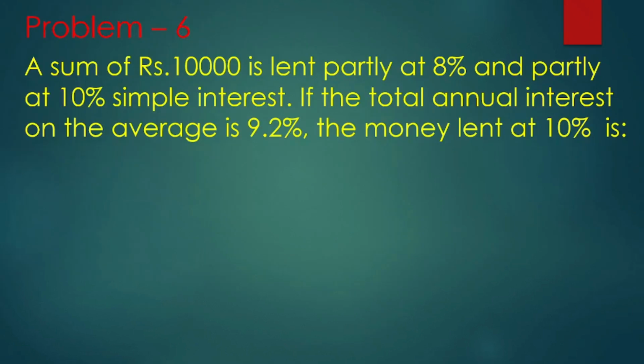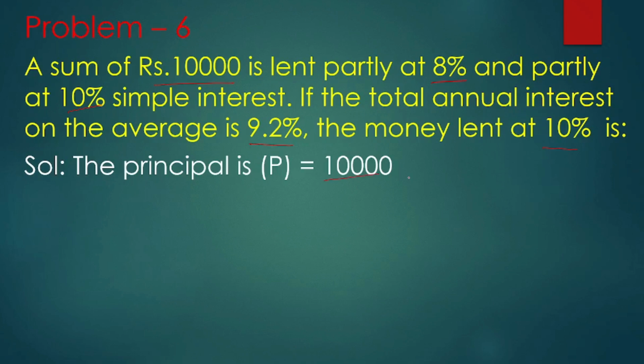Now we discuss the sixth problem in this session. A sum of rupees 10,000 is lent partly at 8% and partly at 10% simple interest. If the total annual interest on average is 9.2%, the money lent at 10% is. So here two different parts are lent at two different percentages in 10,000. The total transaction is made at 9.2% interest rate. It is given in terms of percent.